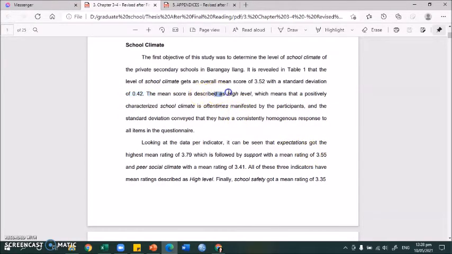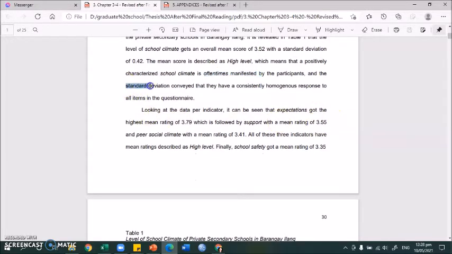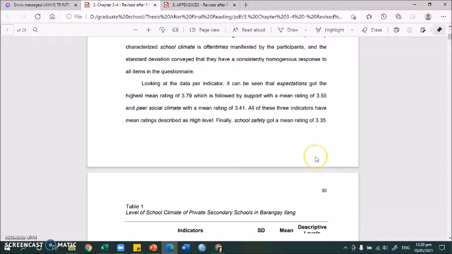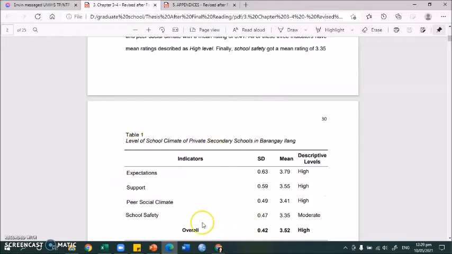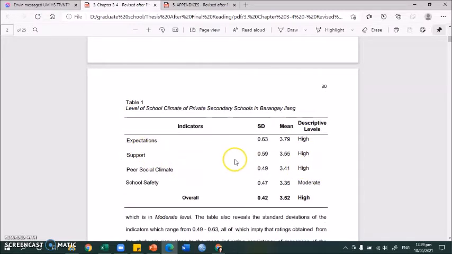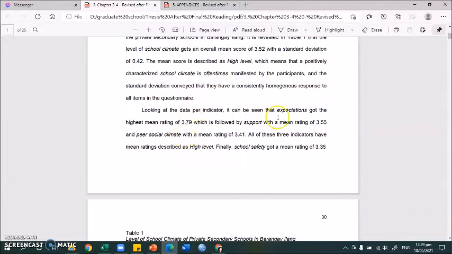Okay, and kung ano ang descriptive level niya. Anong ibig sabihin ng description na high level. Okay, ayan. Oftentimes manifested. And anong ibig sabihin ng standard deviation. Okay, andyan yan. And then, inisa-isa per indicator based sa table 1. Sa table 1, arrange ang indicators based on their means from highest to lowest, 3.79. So, pinakaunang expectation. So, ganun din ang pag-present dito.